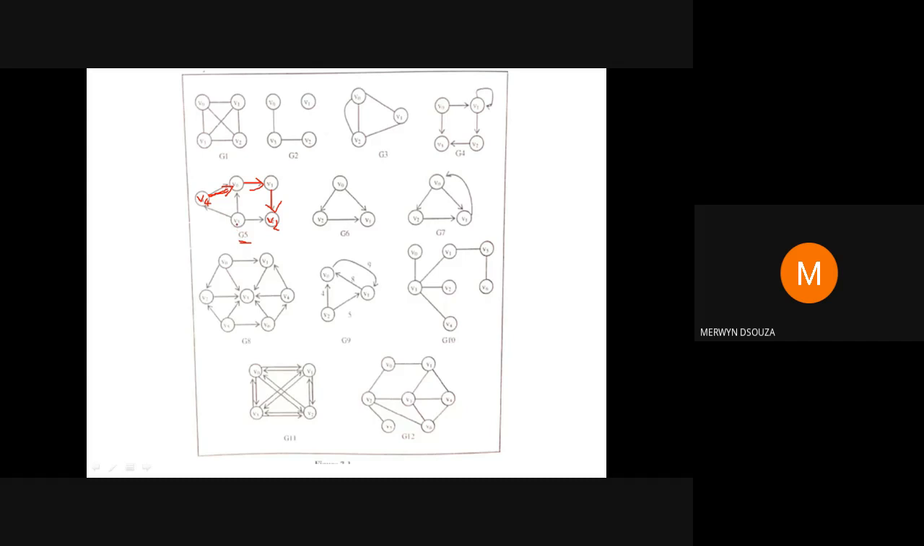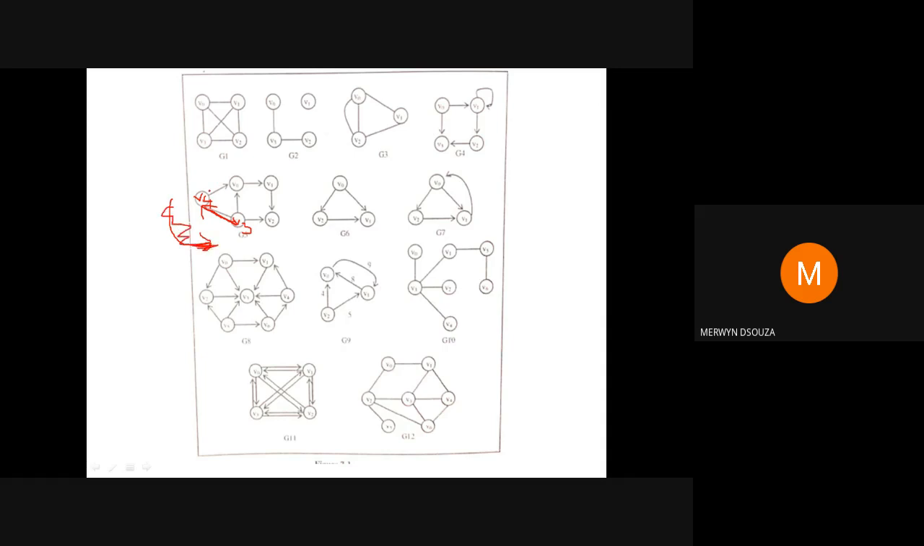But if I had asked you whether V3, this is V3, is reachable from V4, this is V4, is there a path from V4 to V3? There's no path, because the direction here is in this direction. This edge is directed this way. I cannot go from V4 to V3. From V3 to V4 I can go, but I cannot go back in this direction. The edge is not there that way.